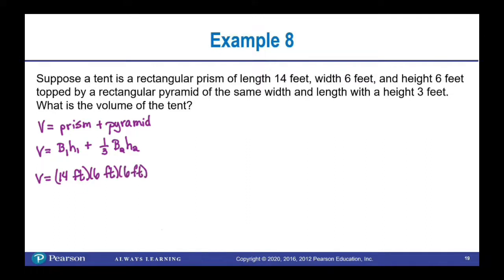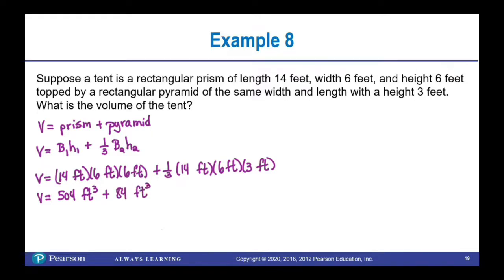The volume of our prism here, we multiply the length times the width times the height, 14 feet times 6 feet times 6 feet, plus the area of the base of the pyramid is the length times the width, so 14 feet times 6 feet, and the height of the pyramid is 3 feet. 14 times 6 times 6 is 504. Feet times feet times feet is cubic feet. The 3's cancel out in the second term, and 14 times 6 is 84. Feet times feet times feet is cubic feet. Add these together, and we get 588 cubic feet.